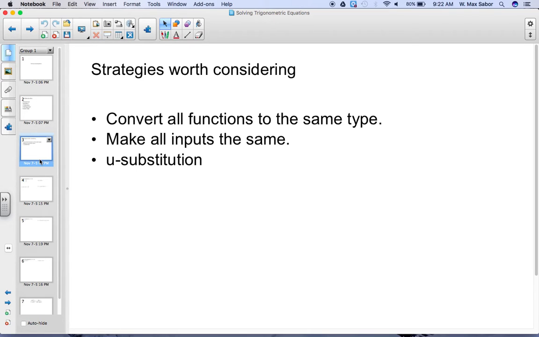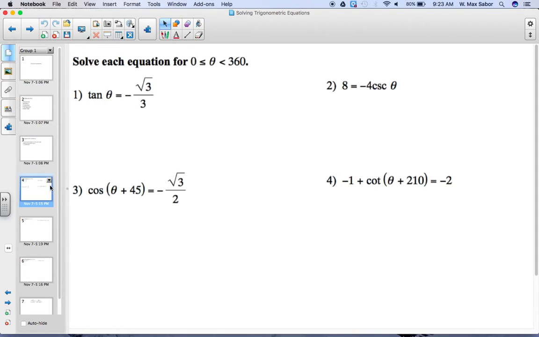If you have the inputs being different, if you have one that's negative theta and one that's theta, try to turn all of them to be the same. Also, don't forget about u substitution. So let's start.